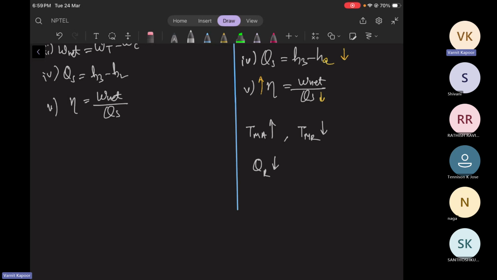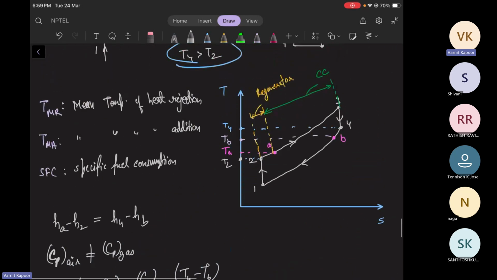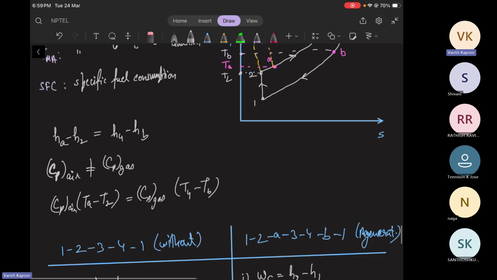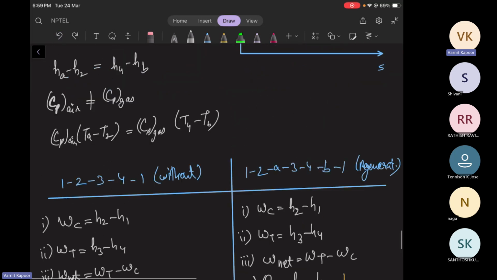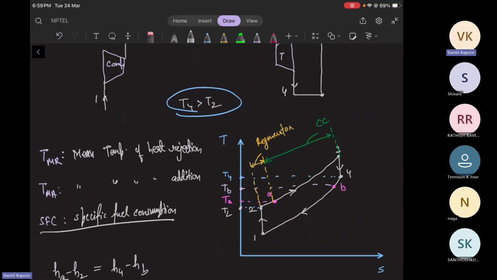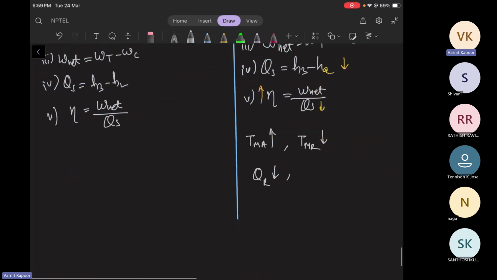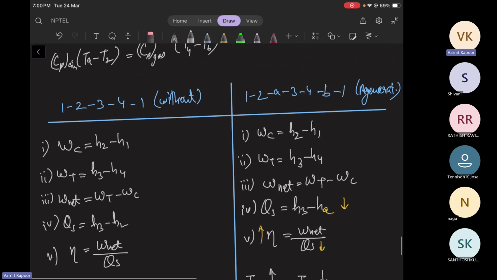Because of the regeneration process, your heat supplied has decreased, as we have seen here. So eventually you are using less fuel to heat it. That means your specific fuel consumption is also decreased. So the third terminology which I wrote here, the specific fuel consumption (SFC), has also reduced. I hope this much is clear, or any doubts? All these terminologies are the benefits of using regeneration.